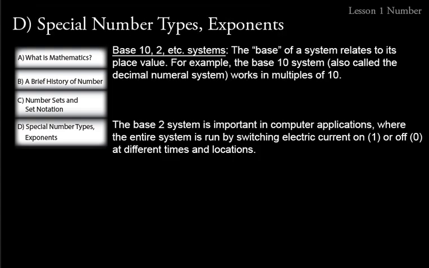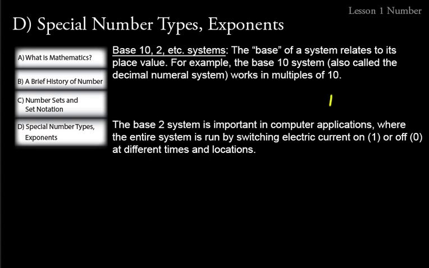Last, let's review some special number types and exponents, and let's look in particular at the base 10 and the base 2 systems. And the base of a system relates to its place value. So for example, the base 10 system works in multiples of 10. We also call that the decimal numeral system.